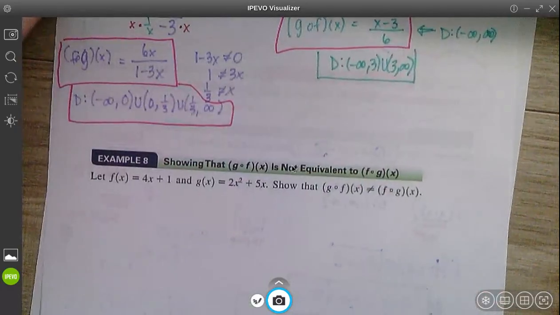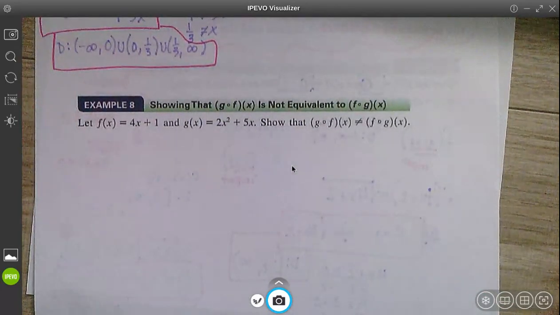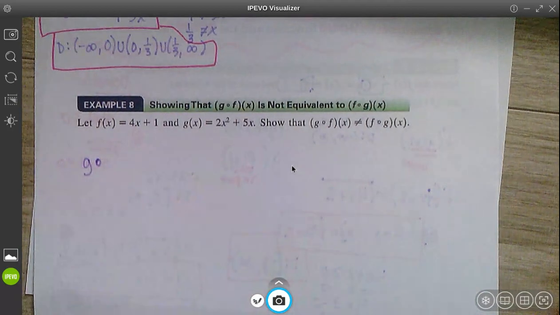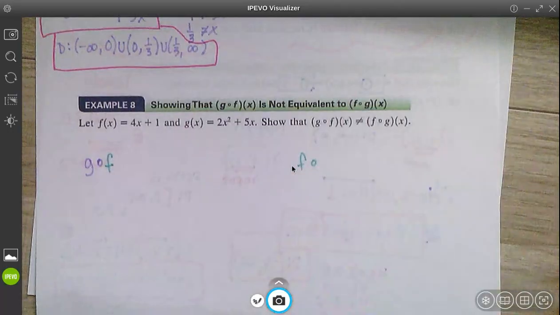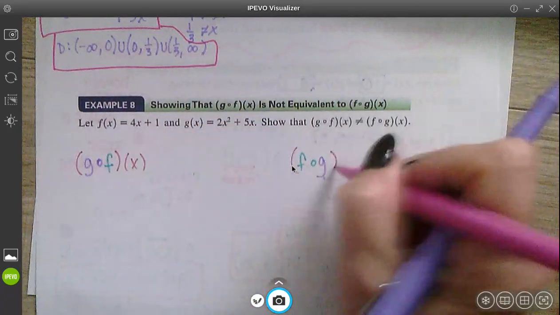I think we get one more practice here. We're supposed to show that g circle f and f circle g are not the same. We did just see that they are not the same in the last couple of problems we did, but we'll do that again. So we want to show that g circle f and f circle g are not the same. G circle f of x and f circle g of x.